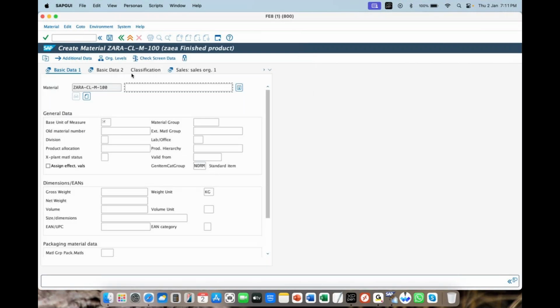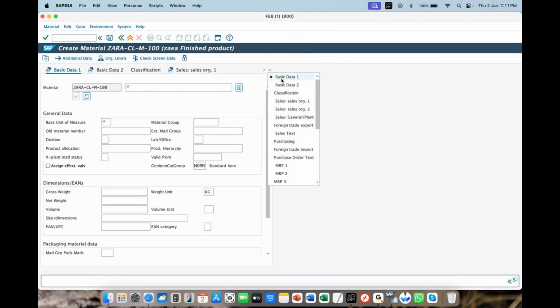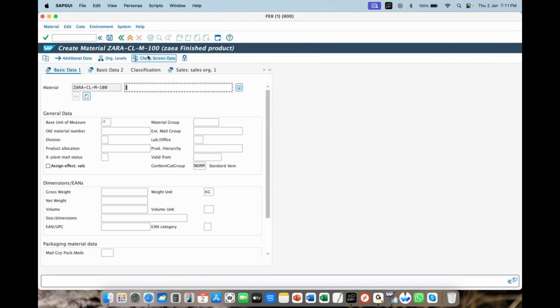Now till here we were done in our last session. From here, you all need to understand what content is to be maintained among the views which we have selected: basic data 1, basic data 2, sales organization 1, sales organization 2, sales general slash plant sales text, MRP 1, MRP 2, plant data 1, plant data 2, warehouse 1, warehouse 2, accounting 1, accounting 2, costing 1, costing 2. Right? All 16 views which we have selected. And what I was telling, the views which we have selected are highlighted with a radio button.